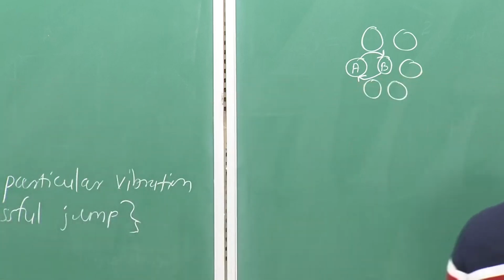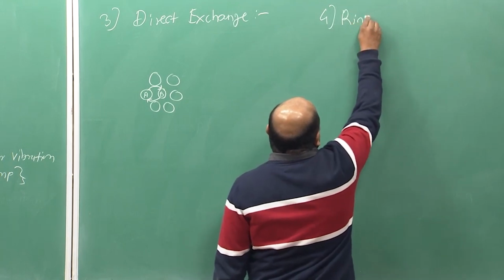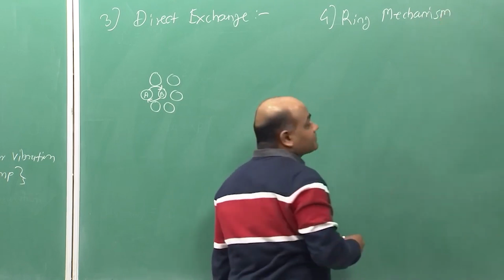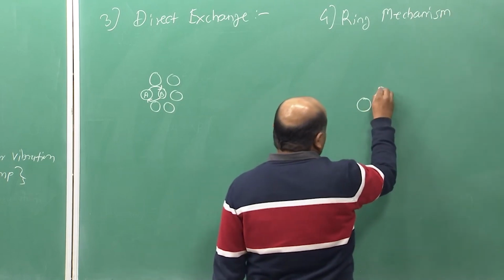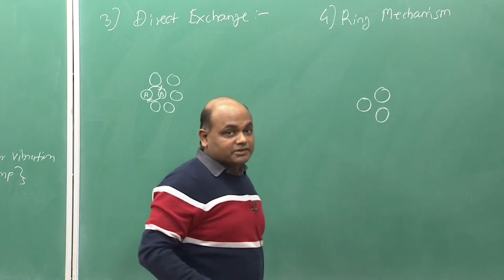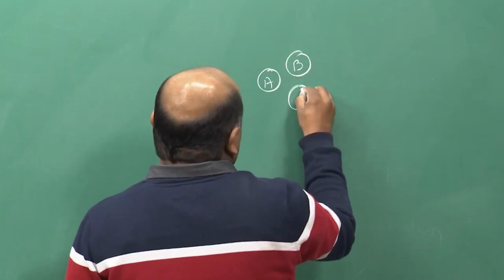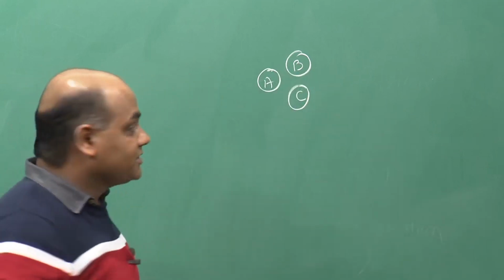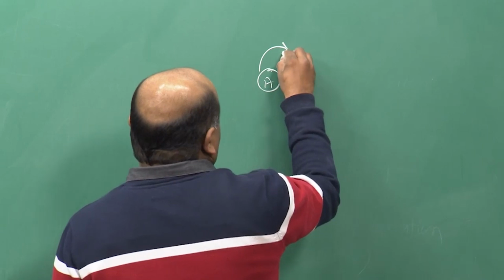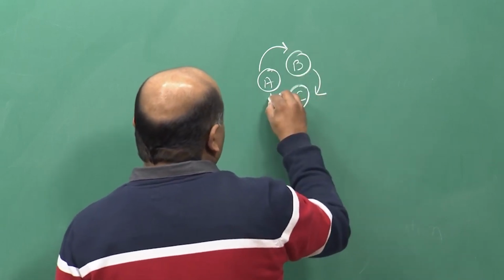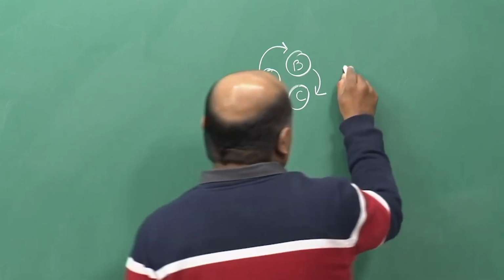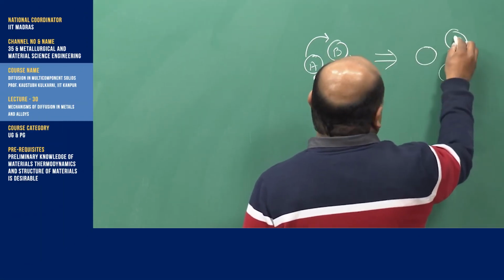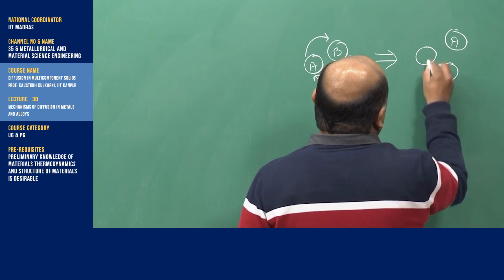Another mechanism is referred to as the ring mechanism. In this case, there will be a minimum of 3 atoms involved. Let us call them A, B, C, and they exchange their positions among themselves in a ring fashion. So, in this case A will move to B, B will move to C, and C will move to A. So, after diffusion, the configuration will be A has moved to B, B has moved to C, and C has moved to A.